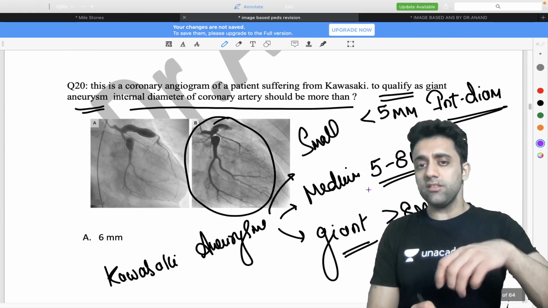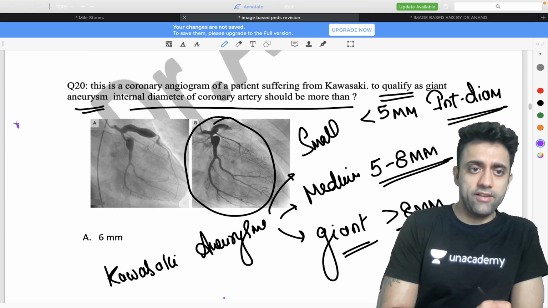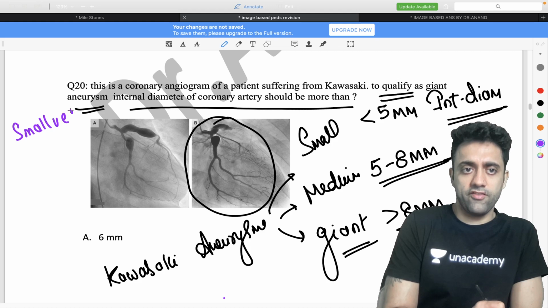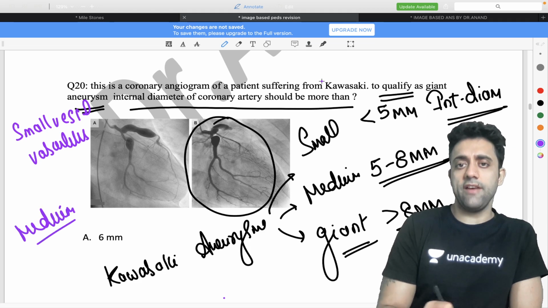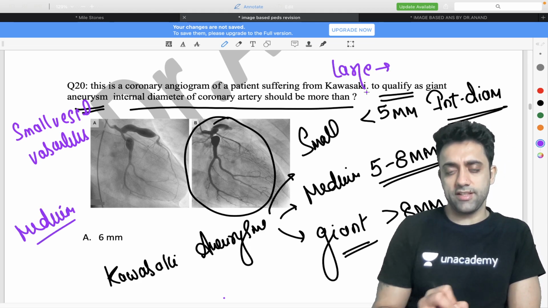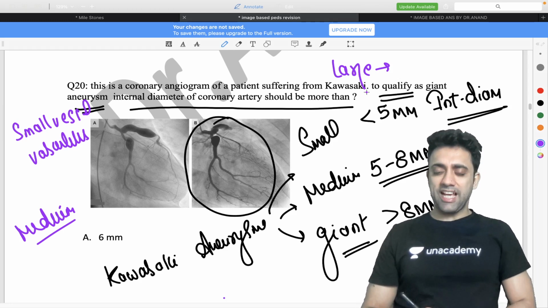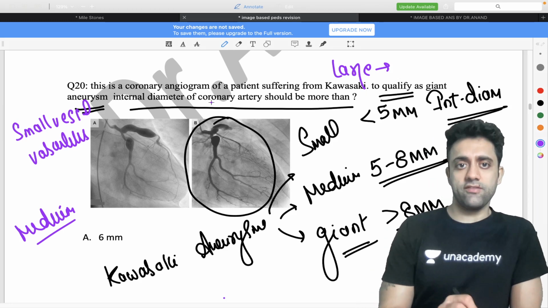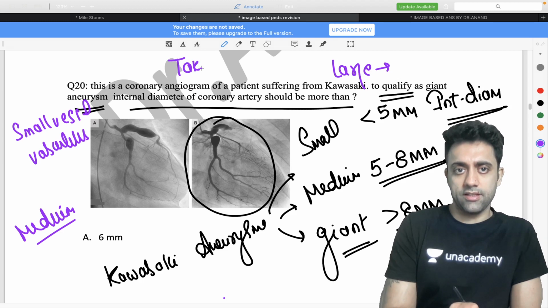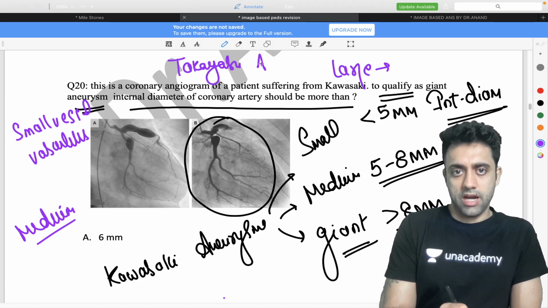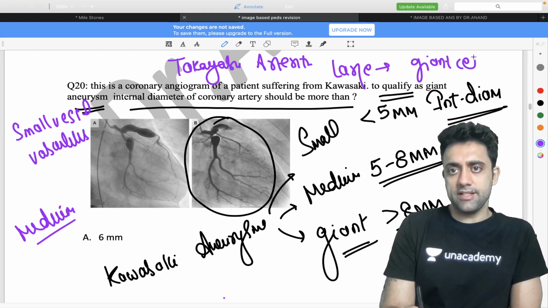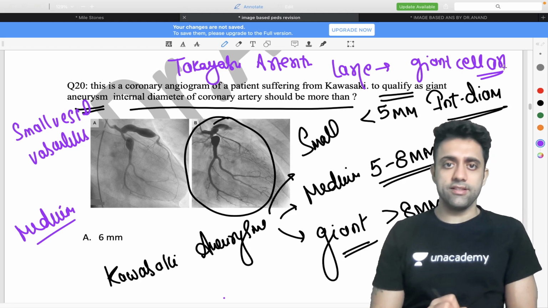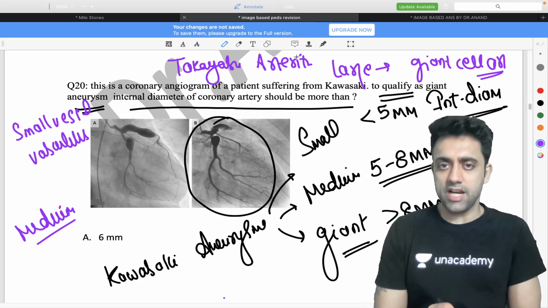Okay, who will tell me, is Kawasaki a small vessel vasculitis or a medium vessel vasculitis? Remember, we have small vessel vasculitis, medium vessel vasculitis, and large vessel vasculitis. Who will tell me the examples? The examples of large vessel vasculitis are Takayasu arteritis and also giant cell arteritis.